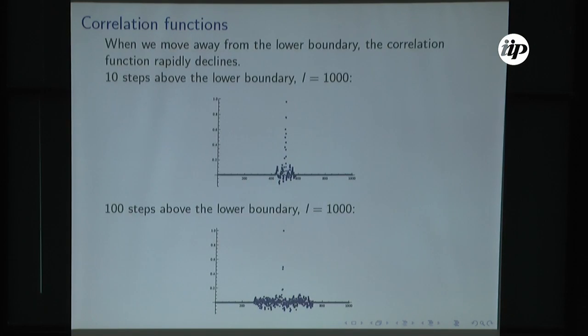Now, as we move away from the lower boundary, correlations rapidly decline. So this is 10 steps above the lower boundary when the size of the system is 1,000. You see this is a very narrow peak, and 100 steps above the lower boundary, it's still narrow.